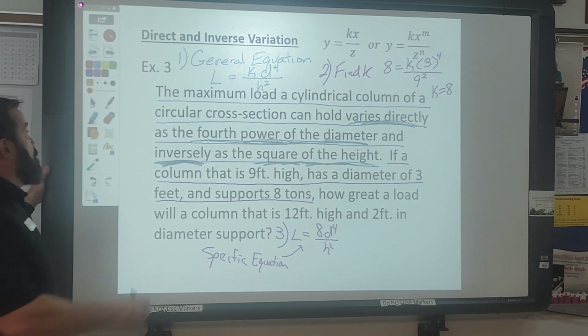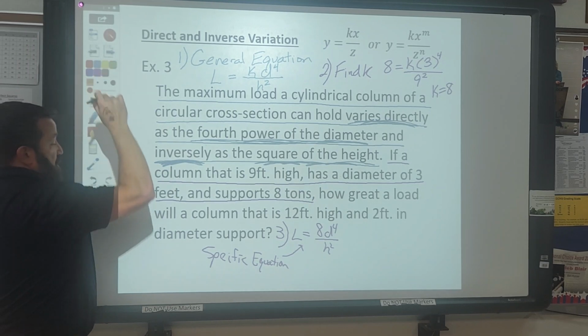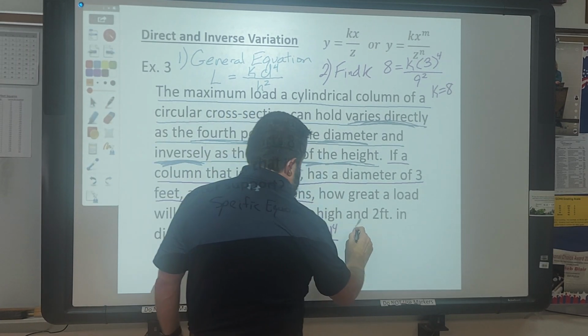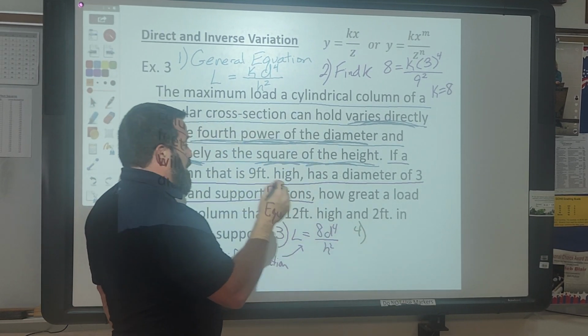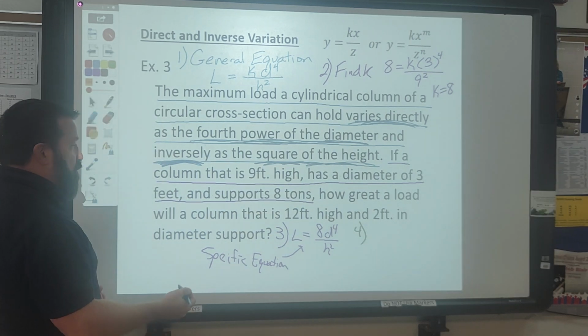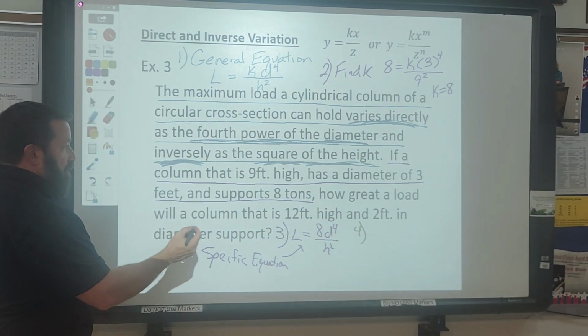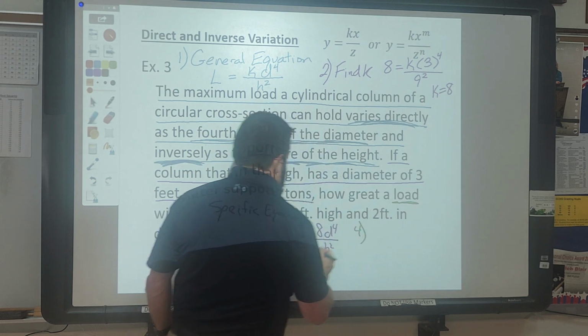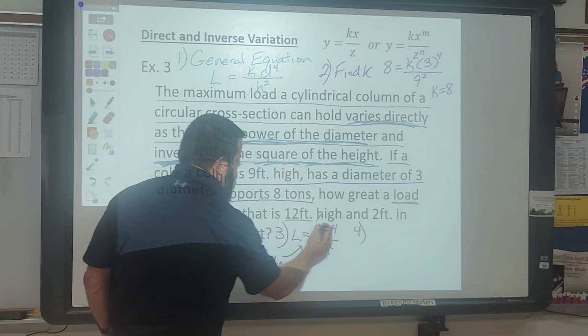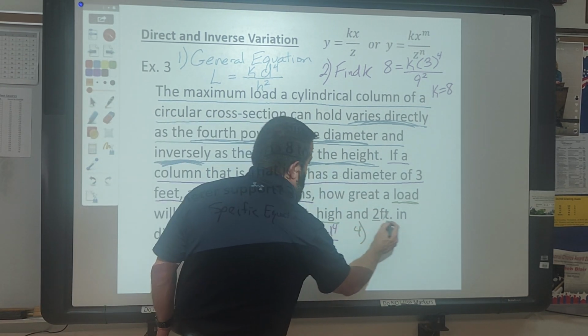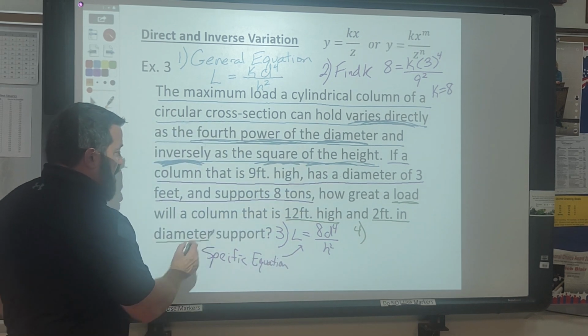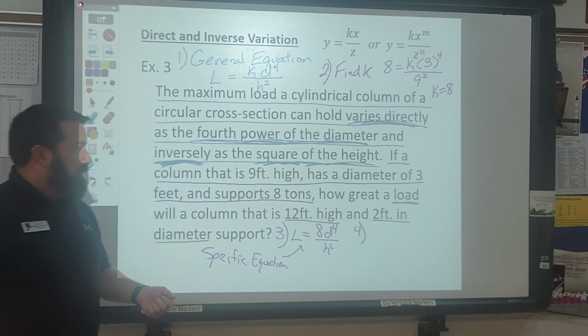So the last thing you'll do, the fourth step, is you're going to actually take the information that they give you where they ask you a question. They want to know how great a load, so we're looking for the load if it's 12 feet high and 2 feet in diameter. But before I do that, let's think about this for a moment.